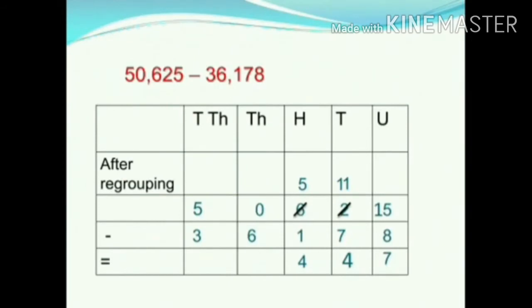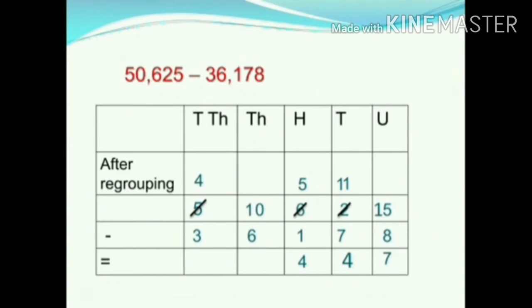Now subtract thousands place digits. That is 0 and 6. 0 is less than 6, so 6 cannot be subtracted from 0. Hence borrow 1 ten-thousand from ten-thousands place. 1 ten-thousand equals 10 thousands. The thousands place can be written as 10 thousands plus 0 thousands equals 10 thousands. After borrowing 1 ten-thousand to thousands place, ten-thousands place is left with 4 ten-thousands.